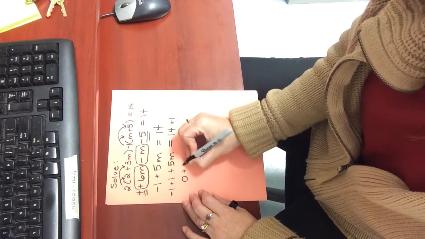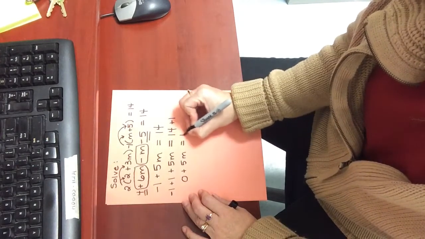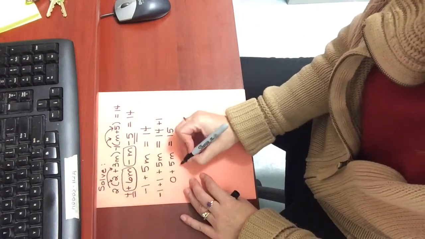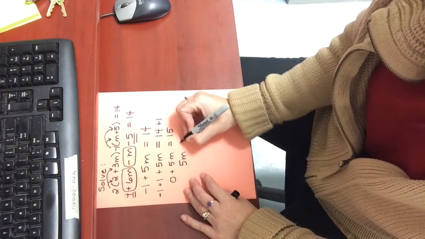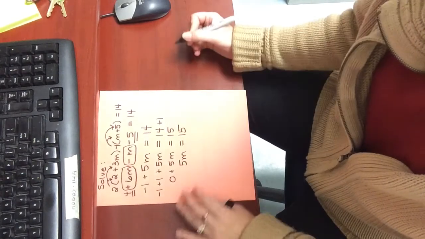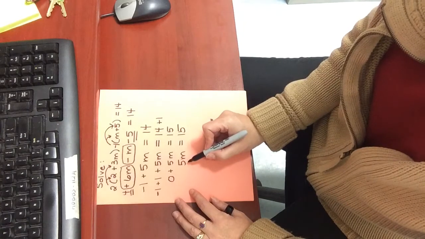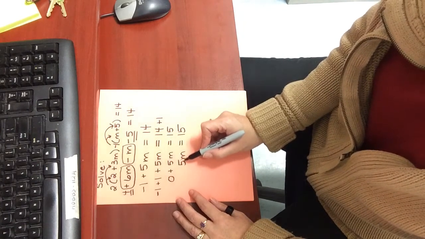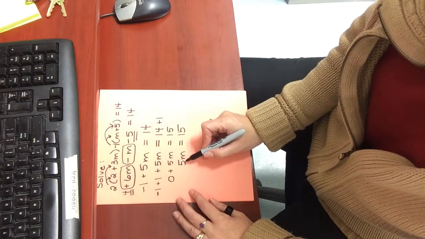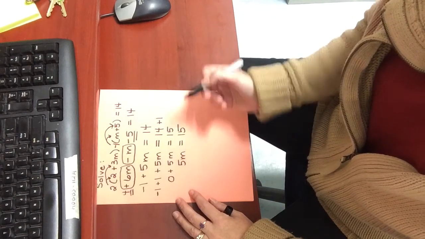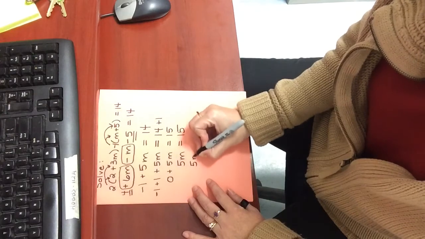0 plus 5m equals 15. Well, we don't need to write 0 plus anything. It just means 5m equals 15. We almost have m by itself. We still got this 5 here in the way. So we ask ourselves, if I want to get rid of this 5, what is the opposite operation of multiplying m by 5? Well, I divide by 5.